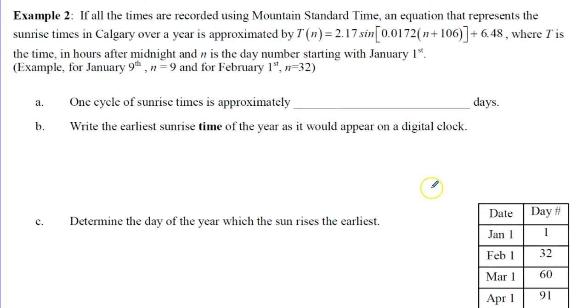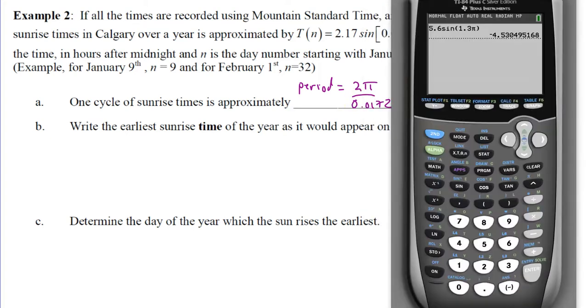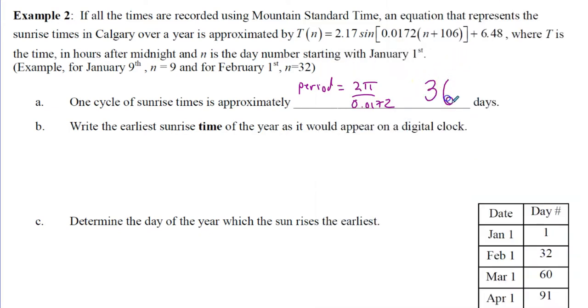So, one cycle of sunrise times, really what this is asking is what's the period? So the period is 2 pi divided by 0.0172. 2 pi divided by 0.0172 and gasp, 365 days. Well, that sort of makes a lot of sense, right? So 365 days.